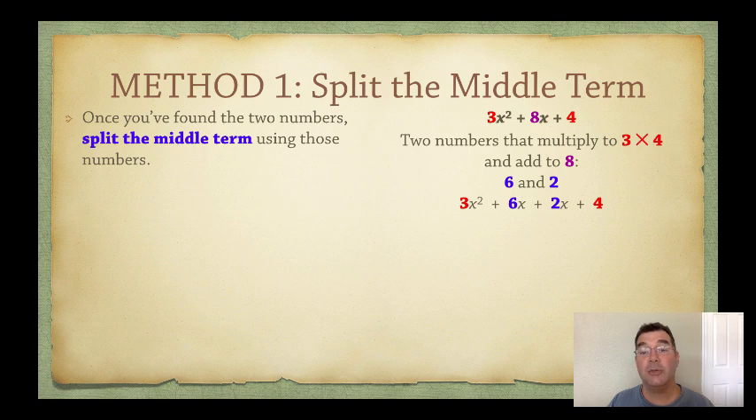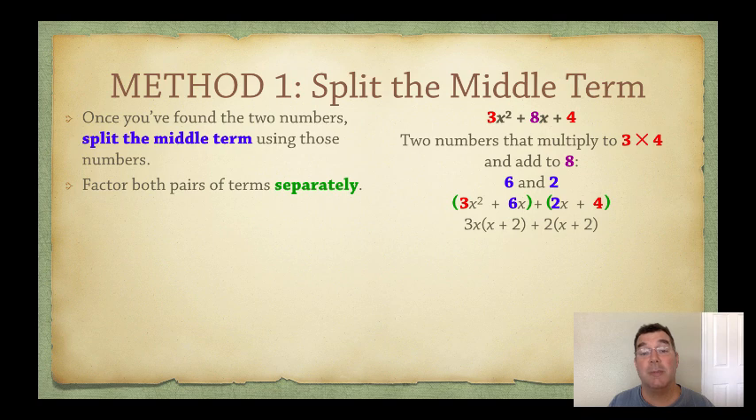All right, so what you do is you split the middle term. That 8x now gets split into 6x and 2x. And honestly, you can write them in either order. You'll still get the same answer either way. All right, and so what we do after that, once we've split the middle term, is we now have 4 terms which can be paired up, and I factor each pair separately.